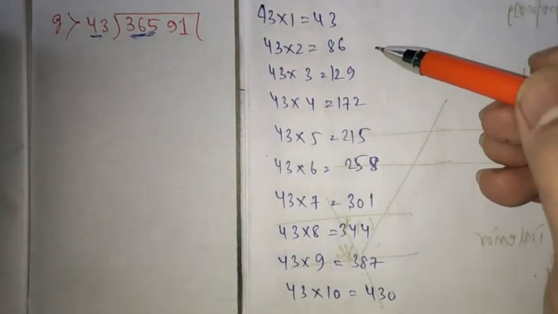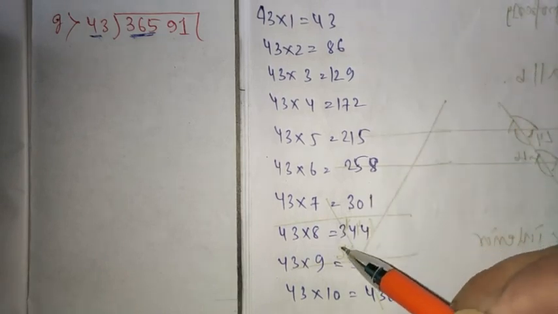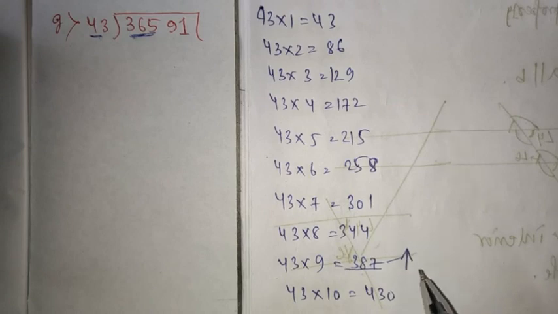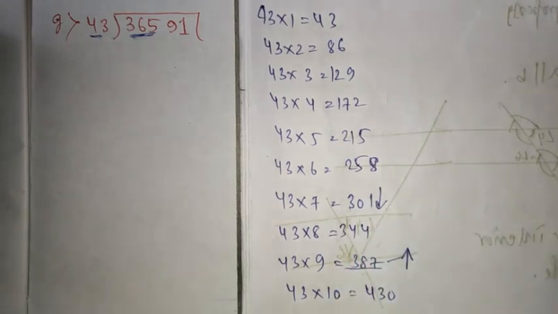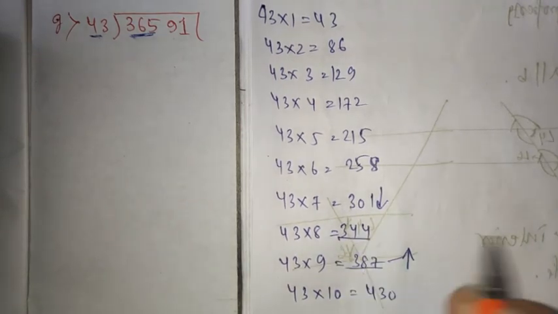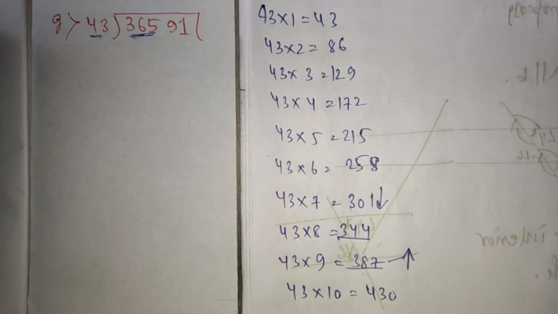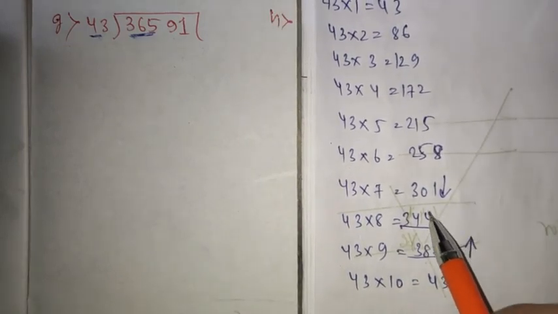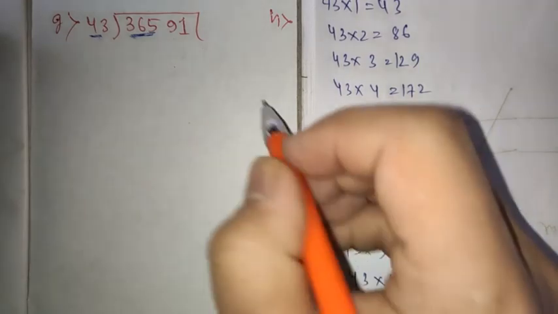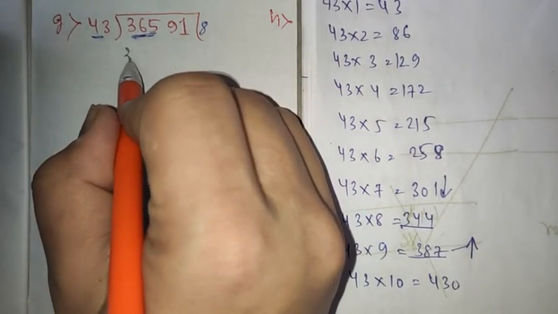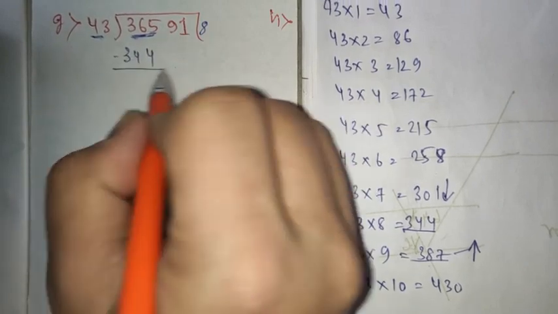365. So 365 will be fitted with whom? 387 being larger, so I cannot take this. 301 being very small compared to 344, so 344 is an appropriate number. So what I'm going to write is 43 into 8 is your 344. So right here 344. Subtract this.